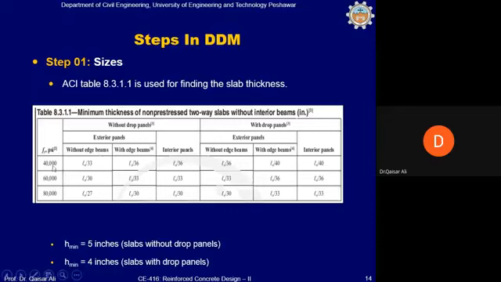Okay. If you have grade 40 steel, it will be ln by 33. If it is grade 60 steel, it is ln by 30, which means that if the length of the panel is 30 feet, then 30 by 30, you would require a minimum 1 foot or 12-inch thick slab. Okay, and so on. You can use the rest of the table. The minimum thickness, however, for a slab without beams and without drop panel is 5 inches, and for a slab with drop panel is 4 inches.